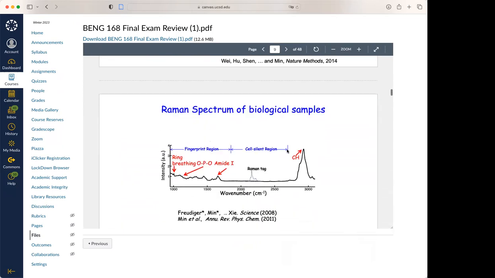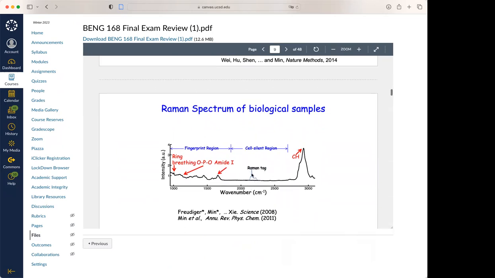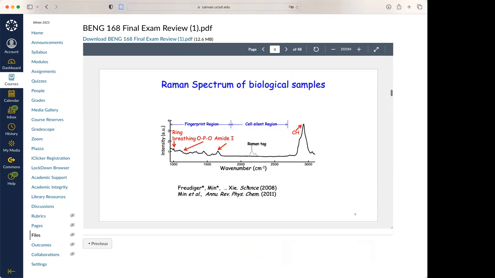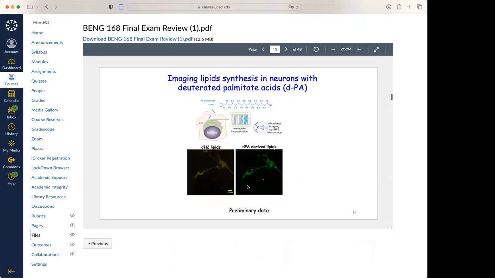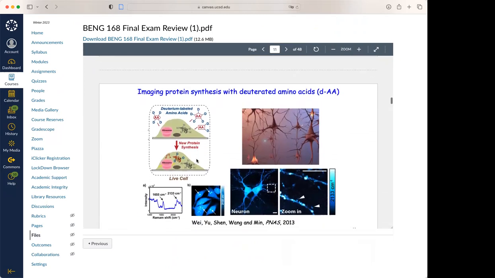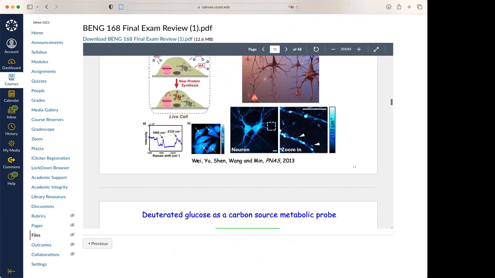Yeah, and this is just some examples. This is the Raman tag. I think this is for deuterium. I'm not sure, the Raman tag, or it might be one of these. I think it's the deuterium, but I don't know. This is just the difference between the newly synthesized, that's shown in green, I believe. The D is for the deuterium, and then the yellow is the existing. Again, the newly synthesized proteins.